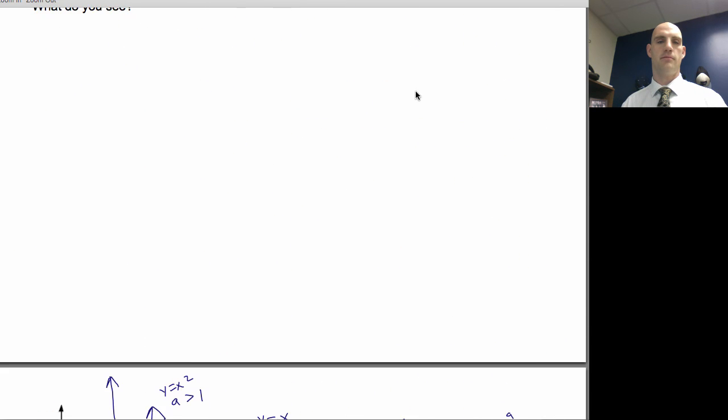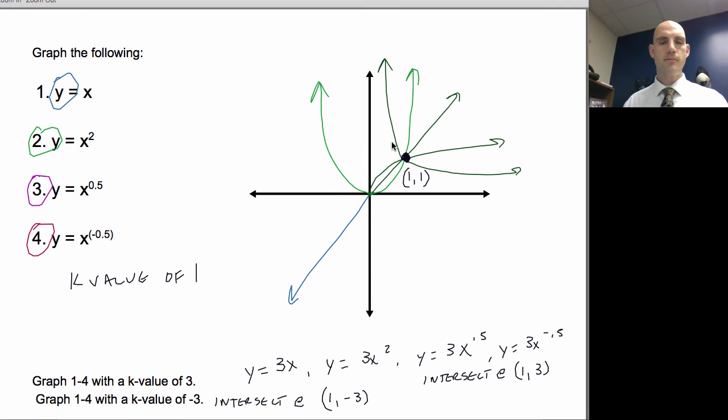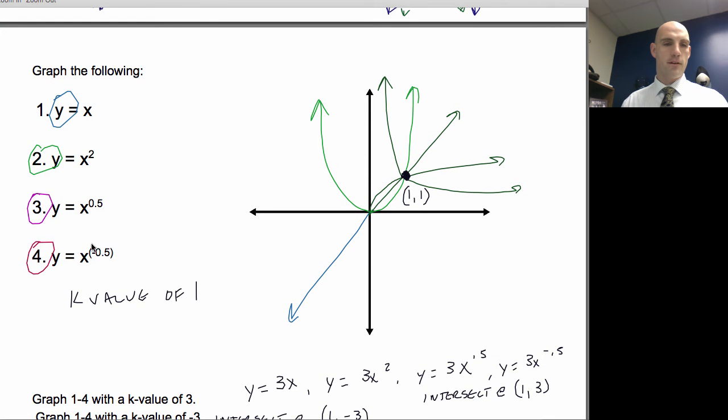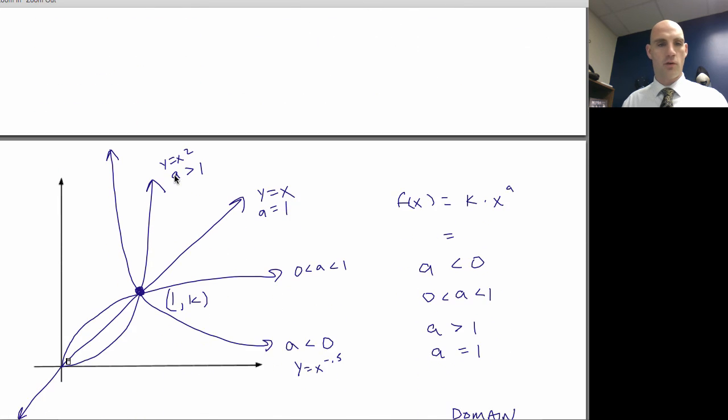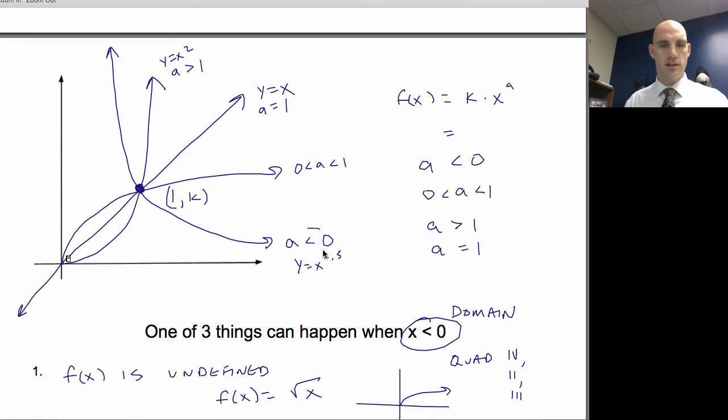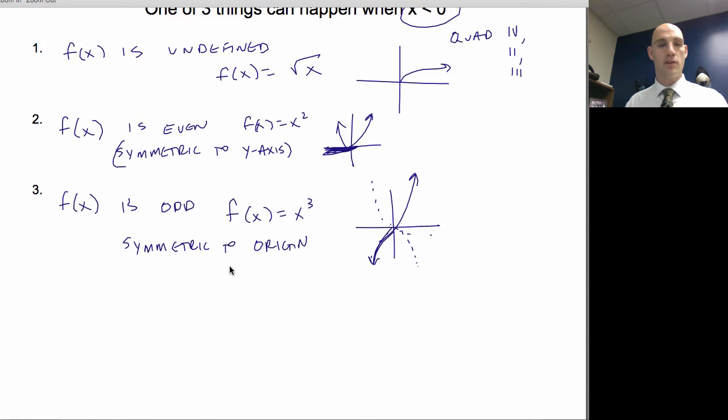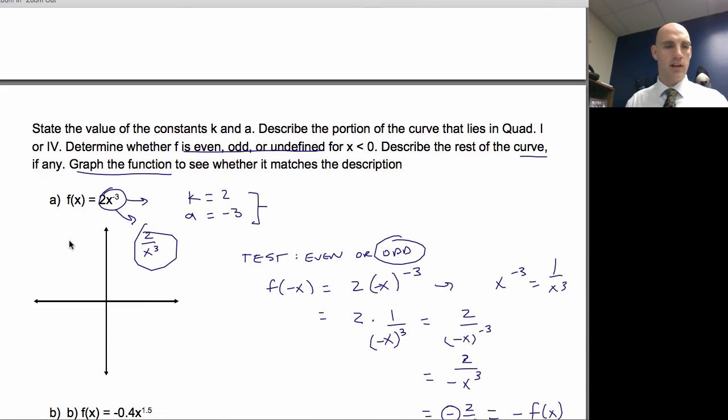Let's look up here for a second. My exponent is less than 0. So that means it's going to be in quadrant 1, a is less than 0. I'm showing you these two different examples. It's going to look like this. So the quadrant 1 is going to look like this.